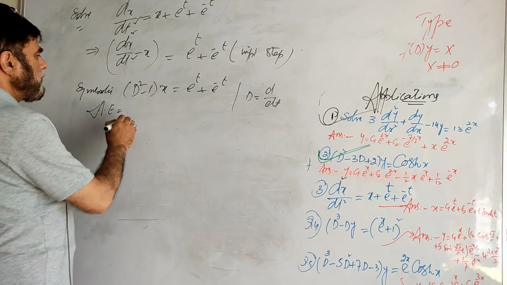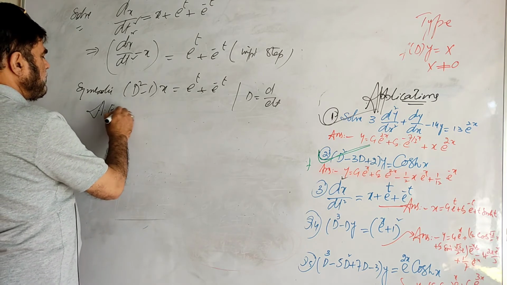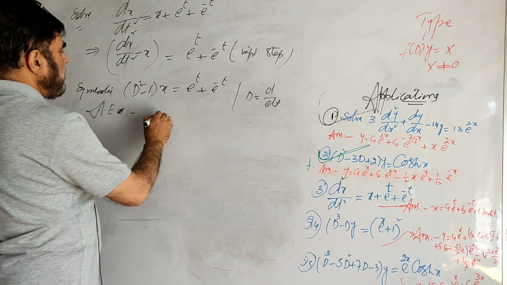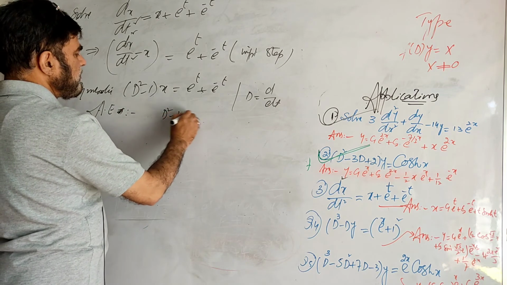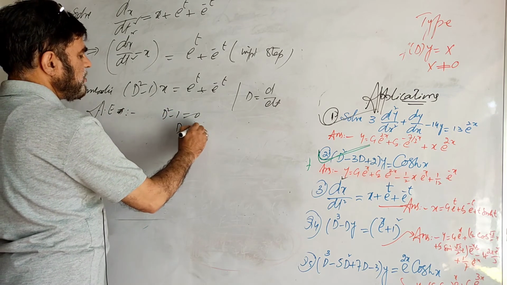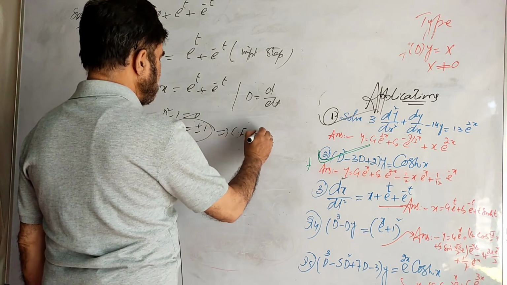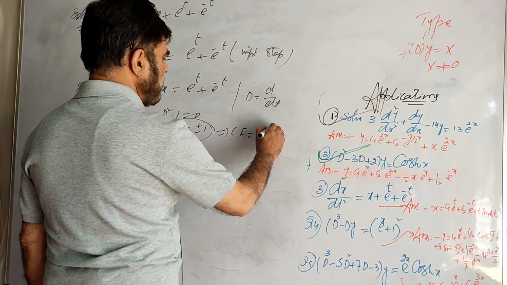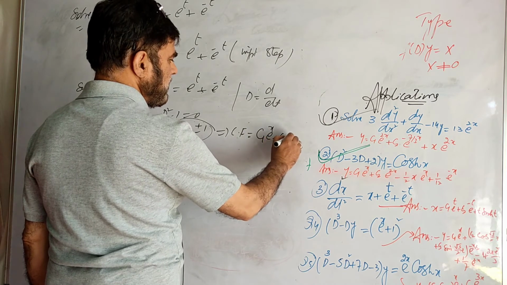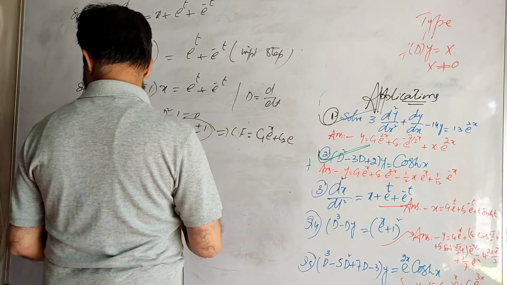Auxiliary equation is D square minus 1 is equal to 0. That simply gives D equals plus or minus 1. So here you can write the complementary function.